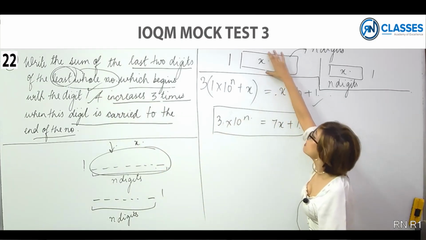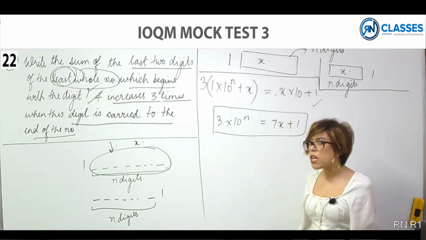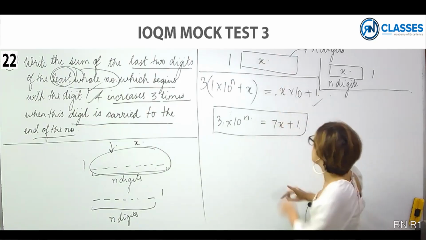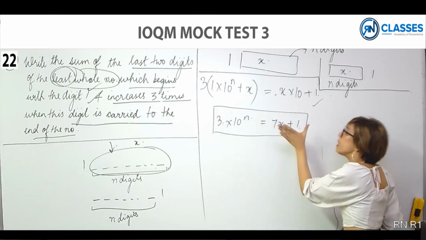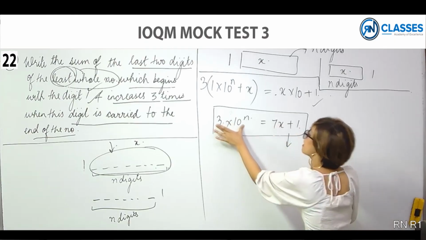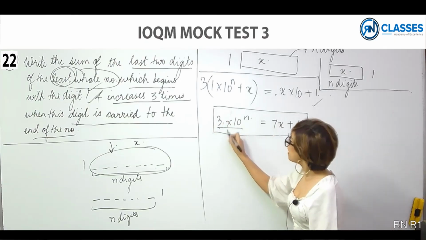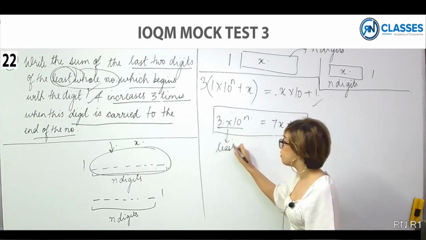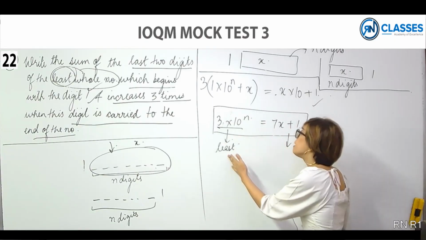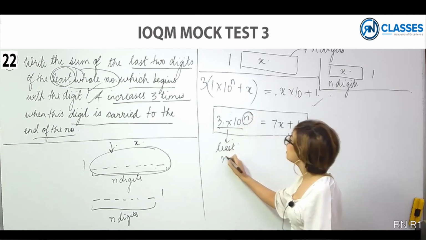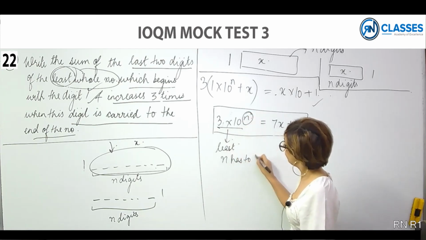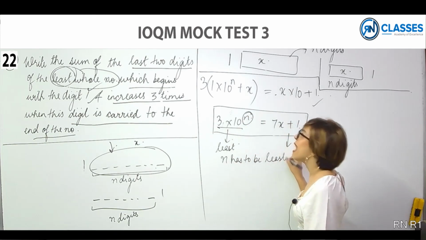Now this number would be least when x is least. So when x is least, that means this thing has to be least, this has to be least, or minimum, whatever you want to call it. Now this has to be least, that means n has to be least.